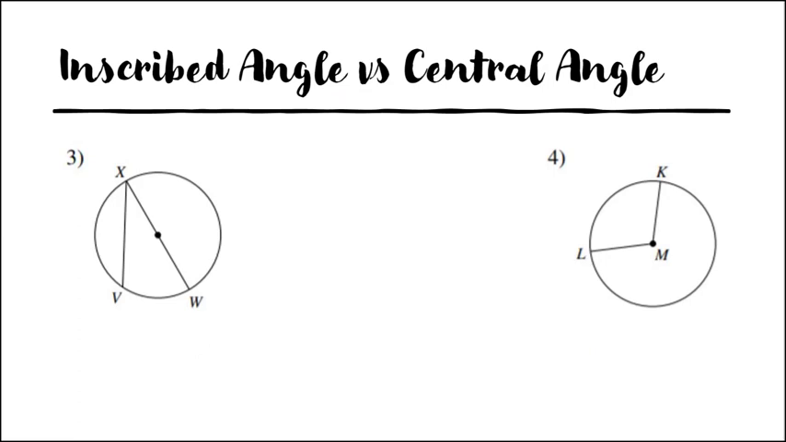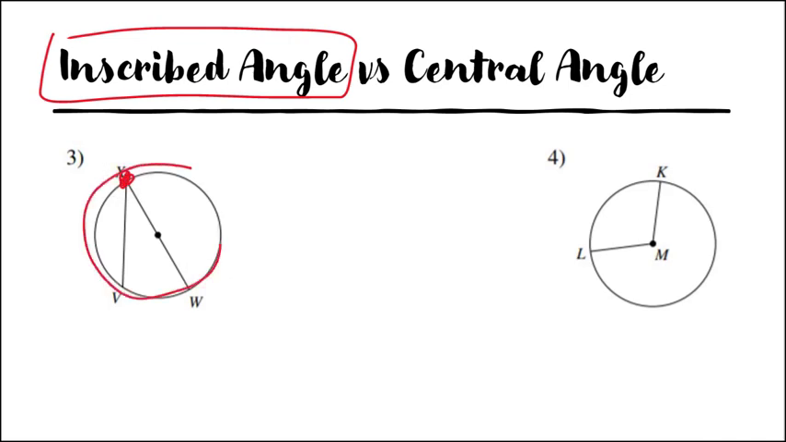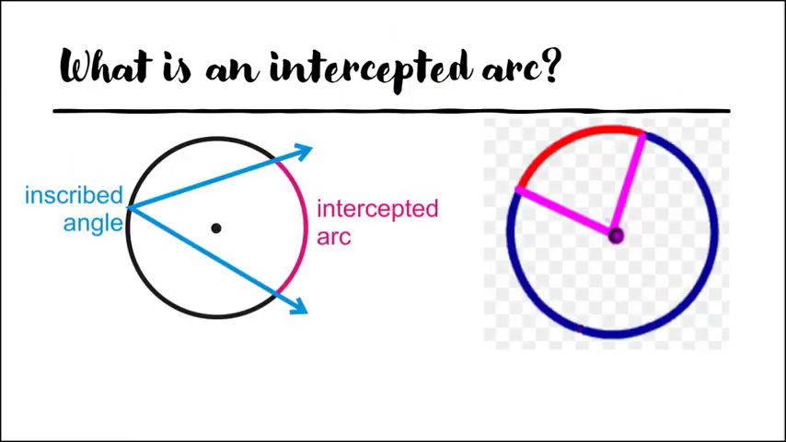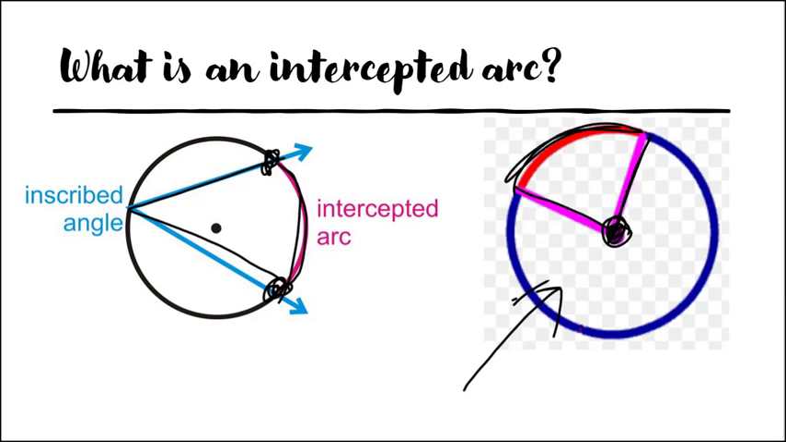Okay, next, inscribed angle versus central angle. For an inscribed angle, the vertex touches the circle, and a central angle touches the center, right? Central, center. All right, next. What is an intercepted arc? You have an angle, and this is the intercepted arc. This is a central angle because it's touching the center. This is an intercepted arc.